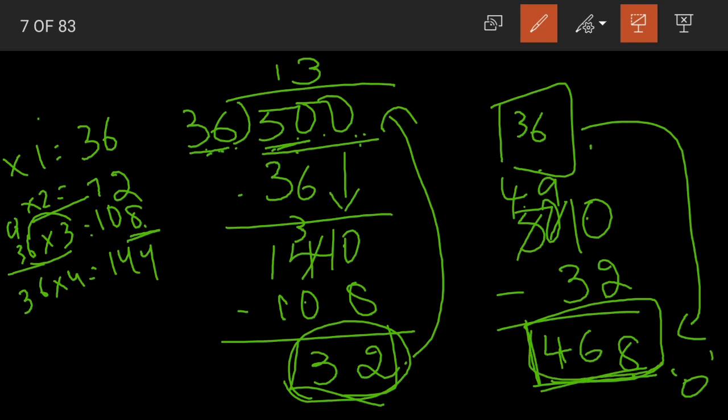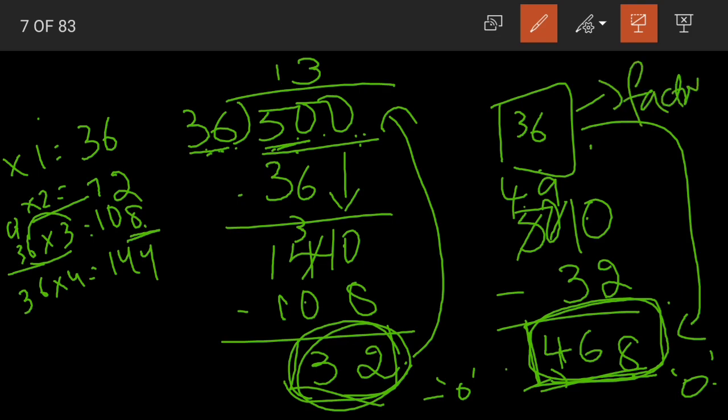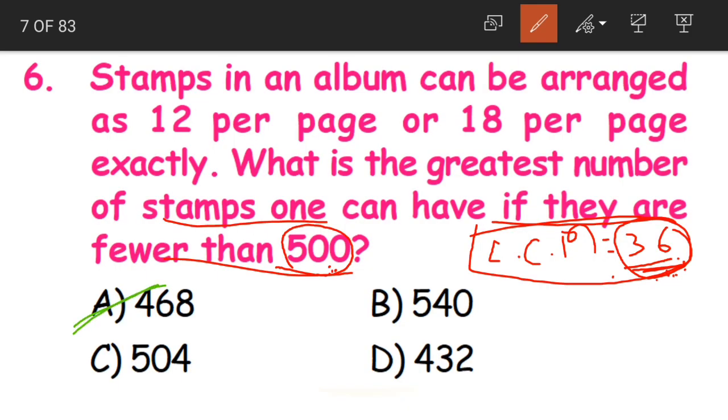0. If you want, you can divide and check, children. Okay. So when we divide, the remainder will be 0. So what does that make? 36 becomes a factor and 468 becomes our multiple here. So 468 is the correct answer. That is option A, fewer than 500. Yes. So fewer than 500 means 468 here.